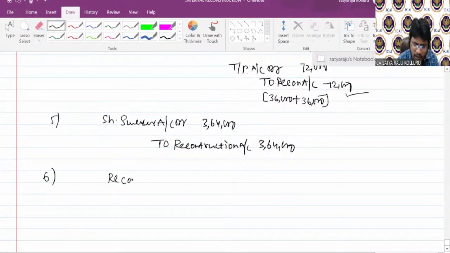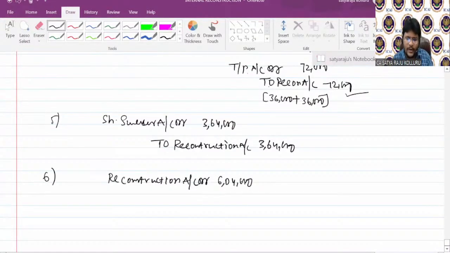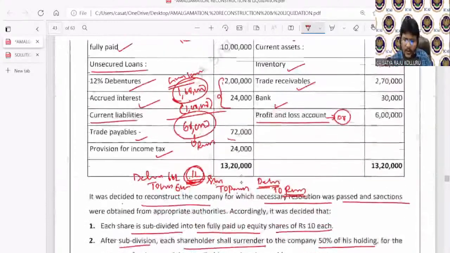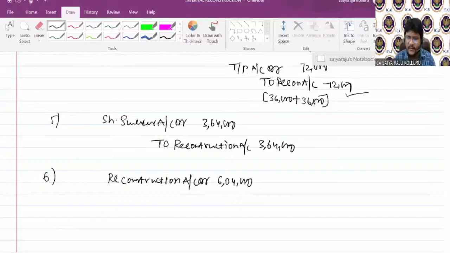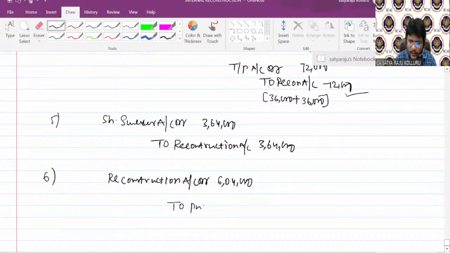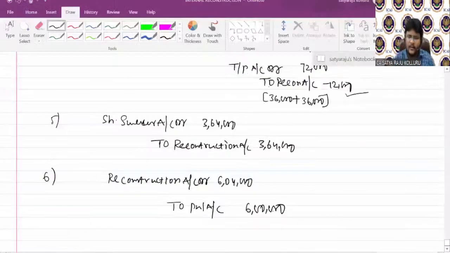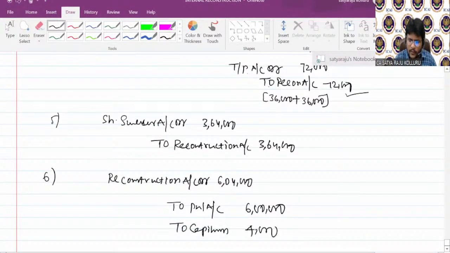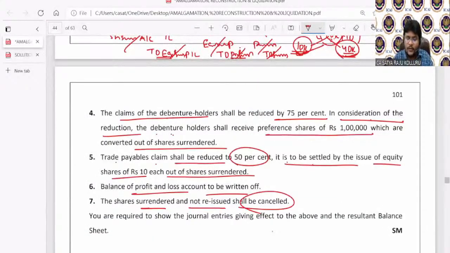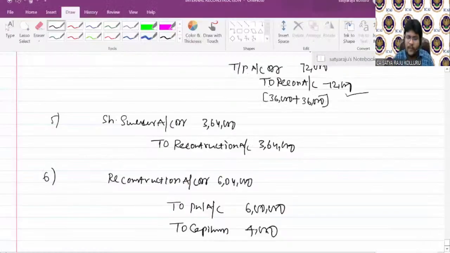So, the reconstruction account has a total of 6,04,000. Out of this, first you need to cancel the debit balance of profit and loss account, which is 6 lakhs, by transferring to profit and loss account. Any other thing given here? Nothing is given. That's why the remaining balance I can transfer to capital reserve, which is 4,000. So like this, you need to pass the journal entries. After writing off the profit and loss account, any balance remaining you should transfer to capital reserve.